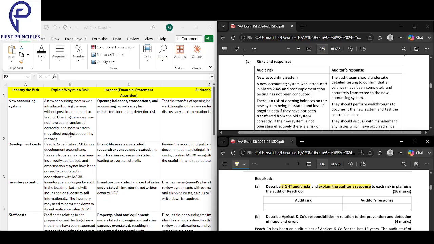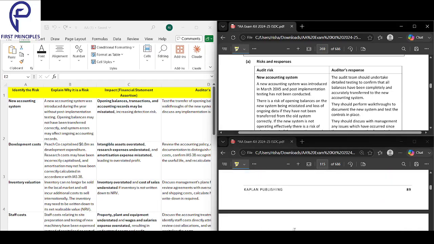We have a summarization in the Excel of the same thing here. It will just help you during your revision. And here I'm just marking all the answers. So first, going back to the case so that we can start solving this question.